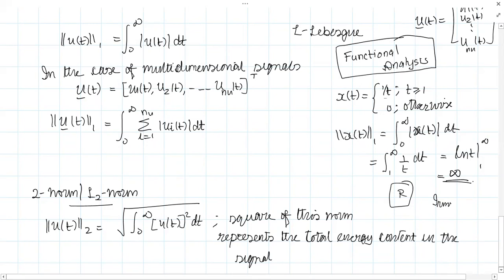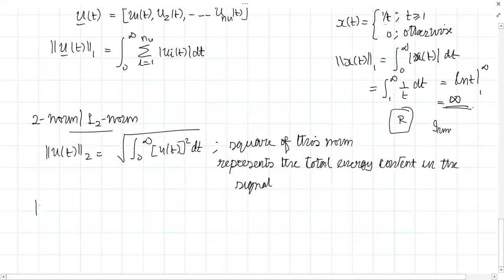Suppose your signal is multidimensional. This bar means it is a multidimensional signal. Then what will you do? Integral of root of 0 to infinity. How will you find the square in this case? In the earlier case, u of t was a scalar. Here, u of t is a vector. How will you do that? Any idea? Individual square of the component.